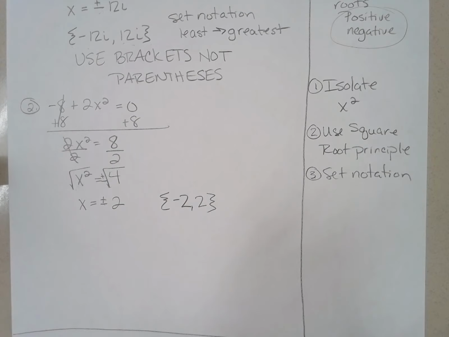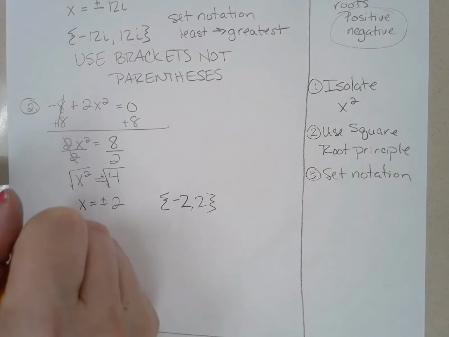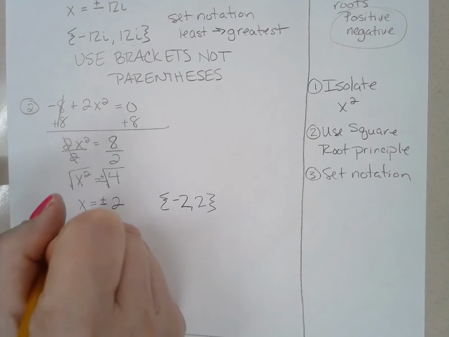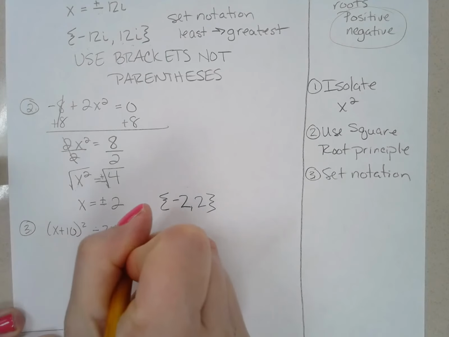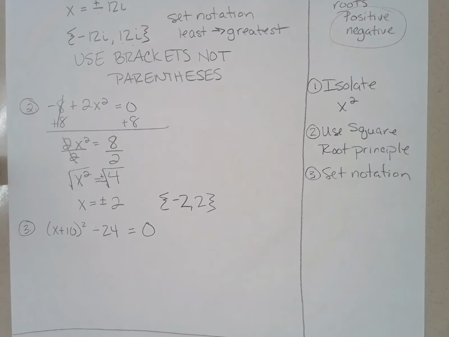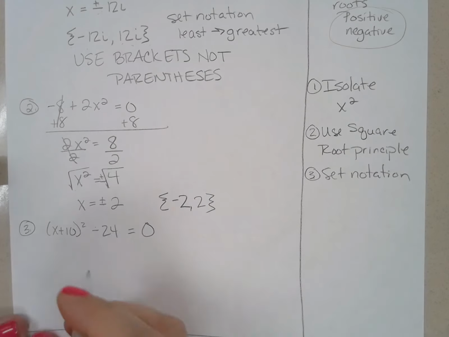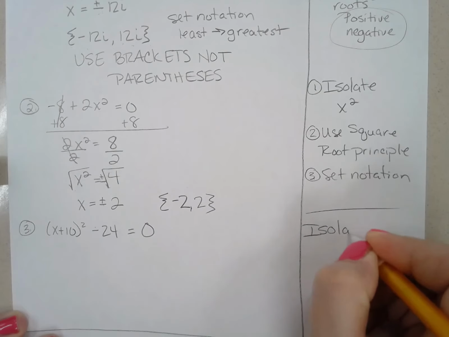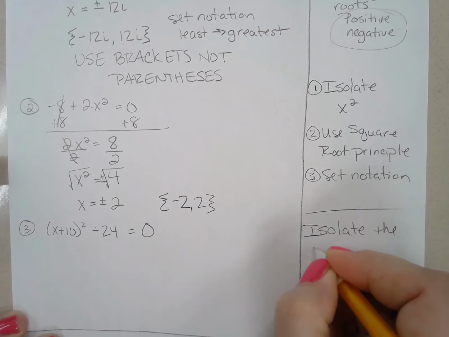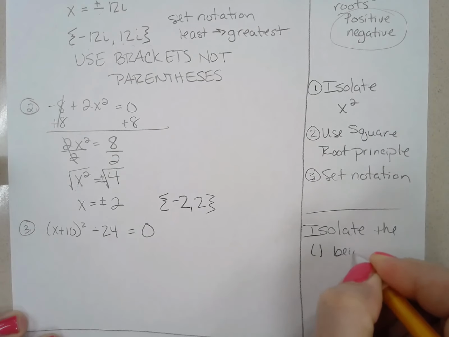All right, so let's look at an example where it's written in vertex form. Remember, vertex form looks like this. Vertex form says x plus 10 squared minus 24. And in this case, we're going to make it equal 0. So the x is still being squared, only now the x is inside a set of parentheses that are being squared. So what we're going to do is isolate that entire thing. So in this case, we're going to isolate the parentheses being squared.